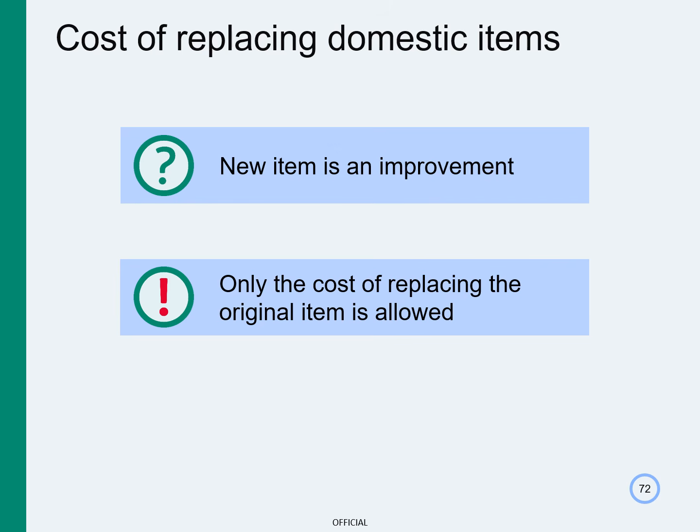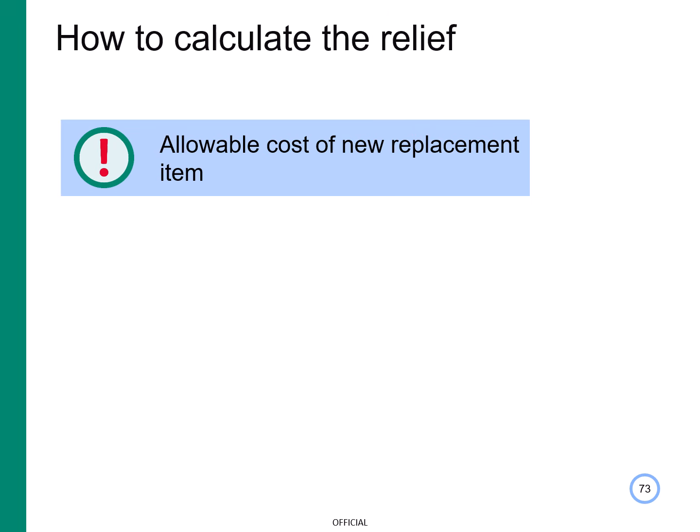Where the replacement is a reasonable modern equivalent, this doesn't count as an improvement. The full cost of the replacement item is allowable. An example would be a replacement fridge with an improved energy efficiency rating compared to the old fridge. So, the amount you can claim as relief is the allowable cost of the new replacement item. Where there's an improvement, limit the relief to the cost of replacing the original item.